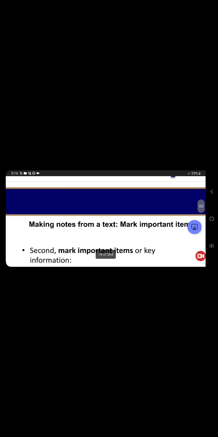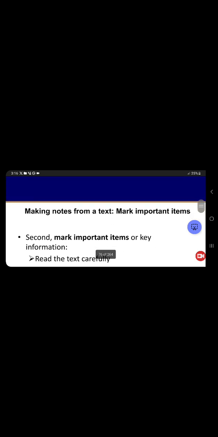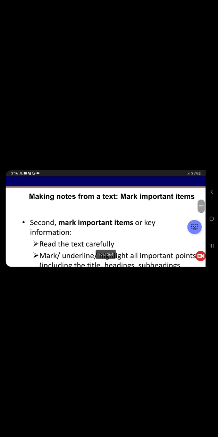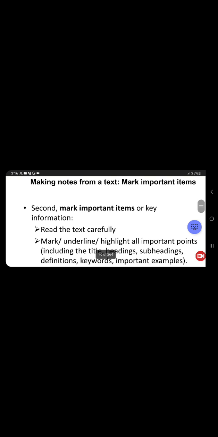And then the second step is what? It's making notes from the text. After previewing the information, the second step is what? To make notes from the text. So after you have gone through all of them, scanning, skimming it, you must make notes from it. So you mark the important items. So maybe it will be a subtopic or a heading, some words and stuff. You can underline them.